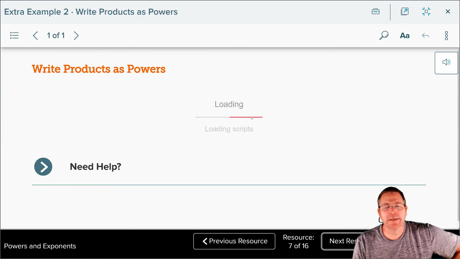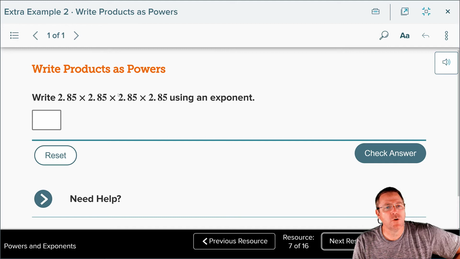And once again, it's going to be your turn to answer a problem. Do this one, write it as an exponent, check your answers.